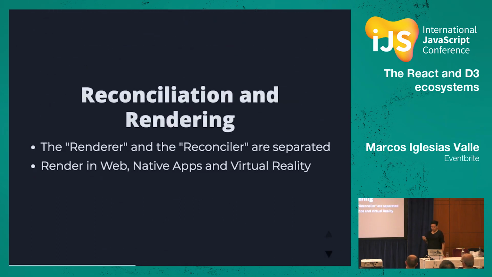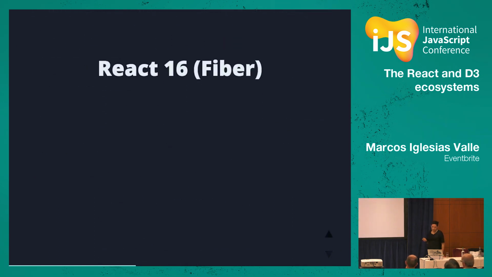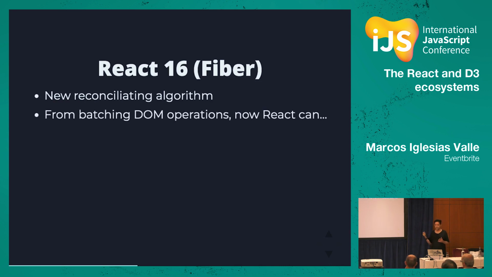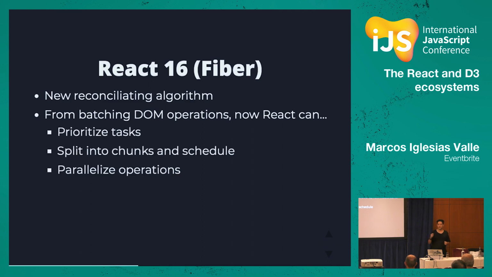React also had an update with React 16 and the Fiber architecture. Fiber is the new reconciliation algorithm for React. Before, React was batching DOM changes. But this new reconciler is superior because it takes into account priorities, schedules, and it can do parallel computations to keep the 60 frames per second refresh rate.